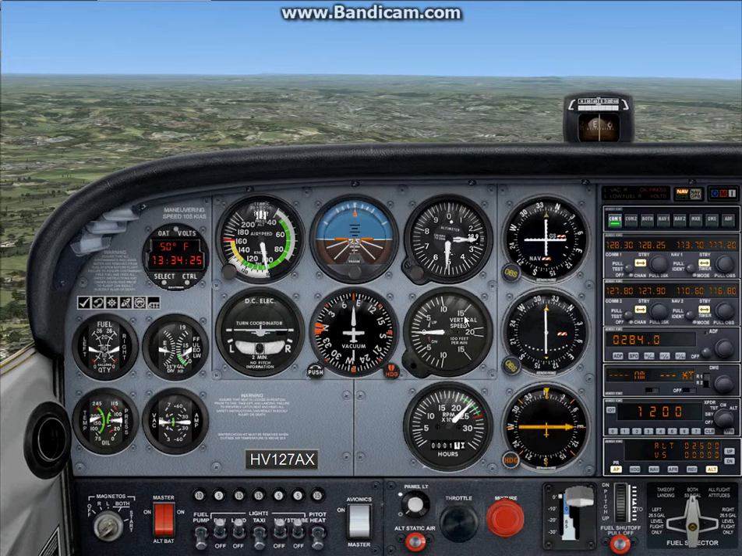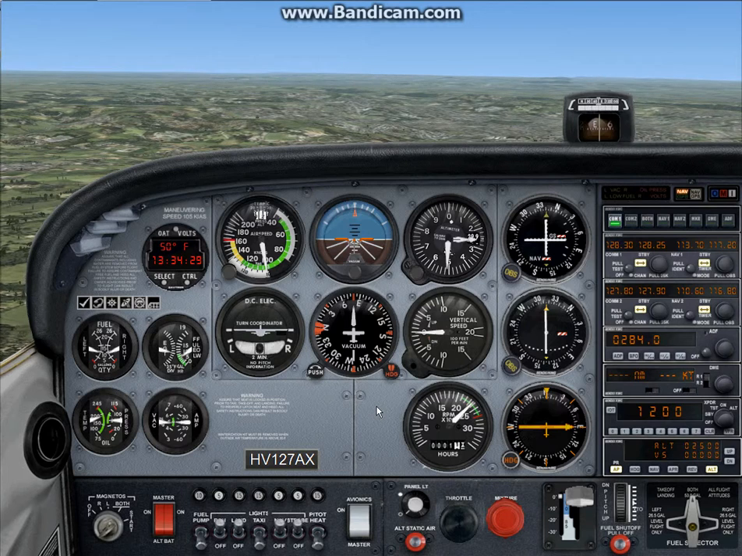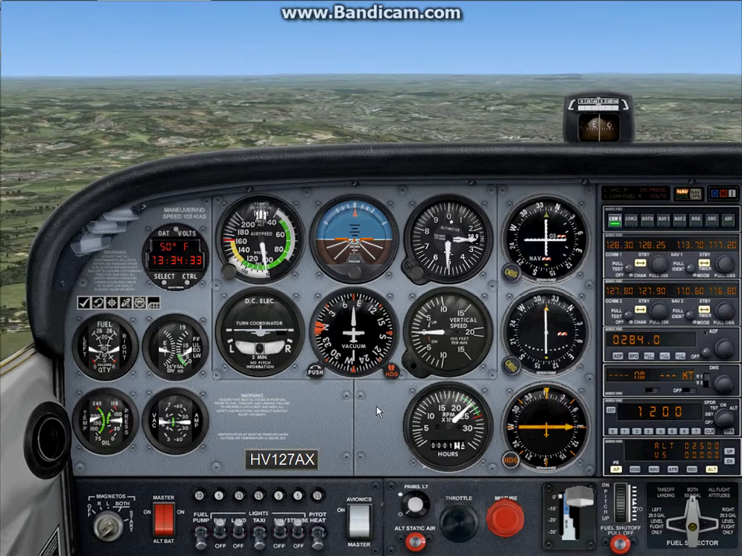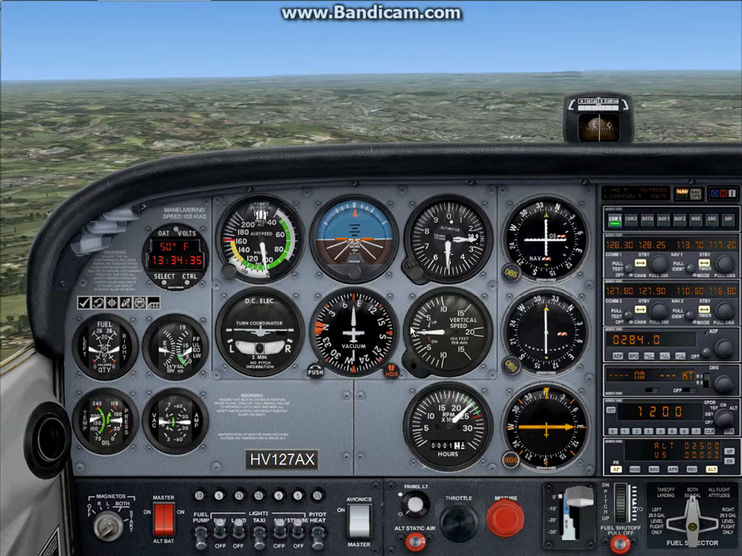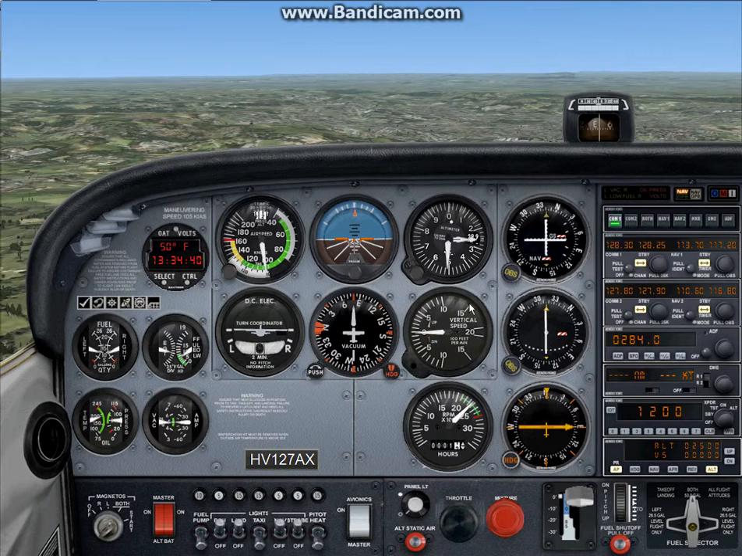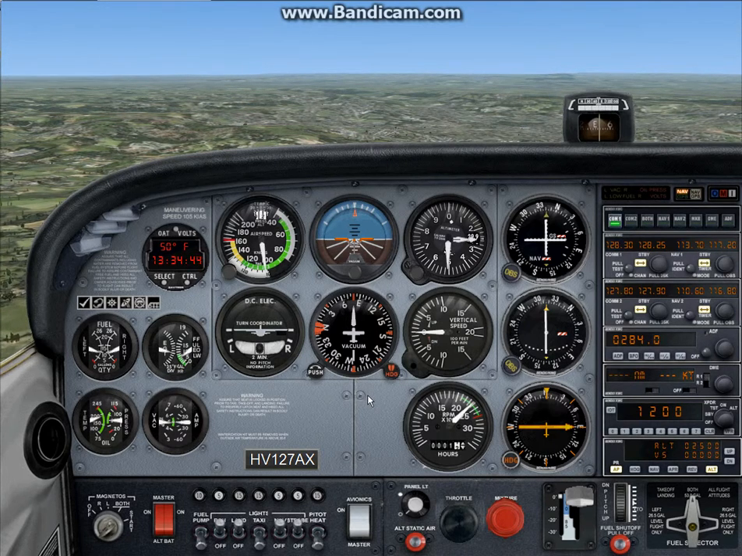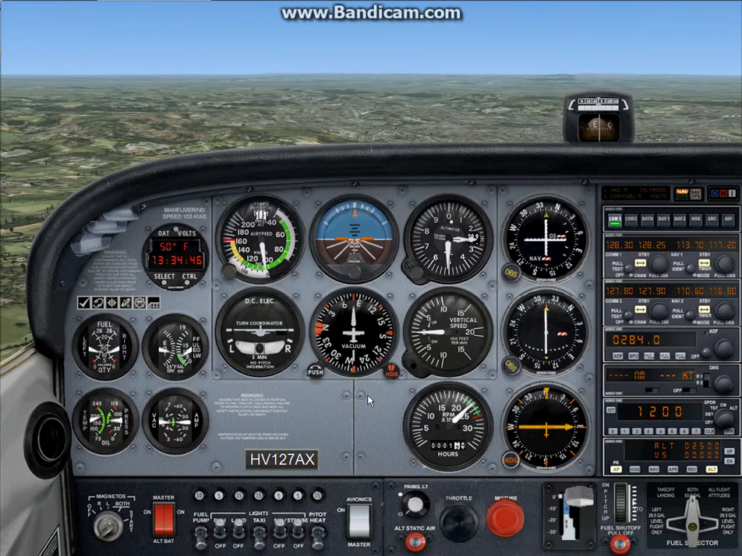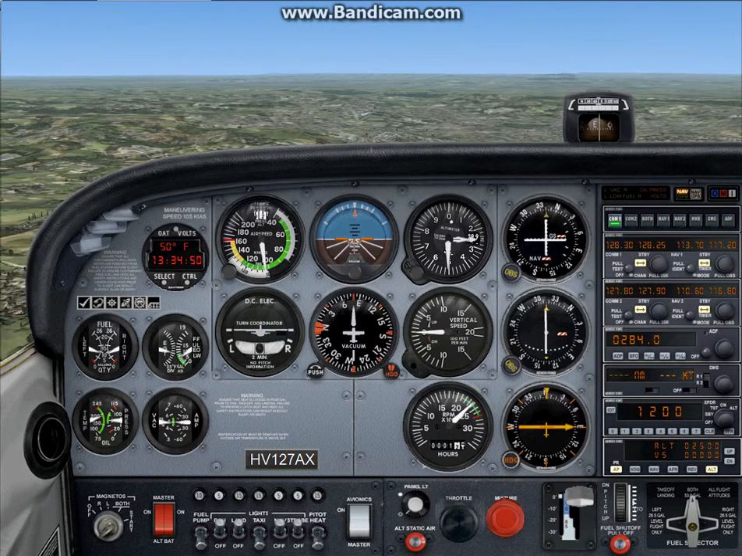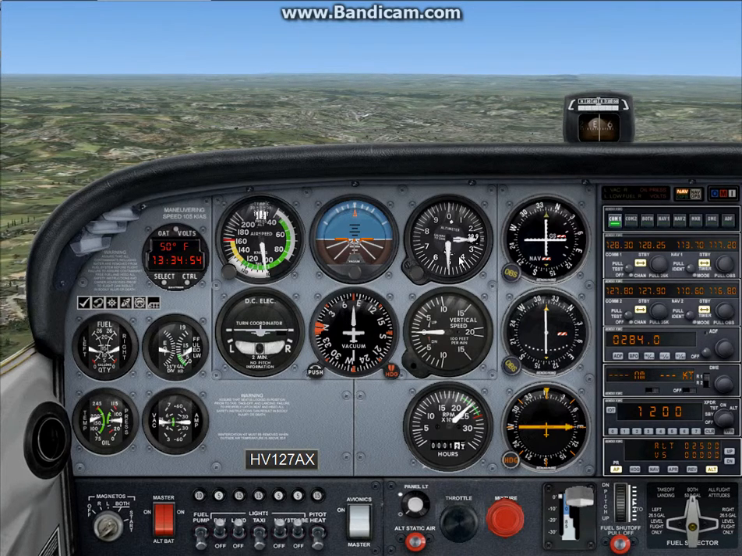Next up, we have the VSI, or Vertical Speed Indicator. This will give us our reference of how fast we are climbing in hundreds of feet. As you can see, we've got 500 feet, 1000 feet, 1500 feet. This particular aircraft will only really need to climb at about 500 feet per minute or descend at 500 feet per minute.